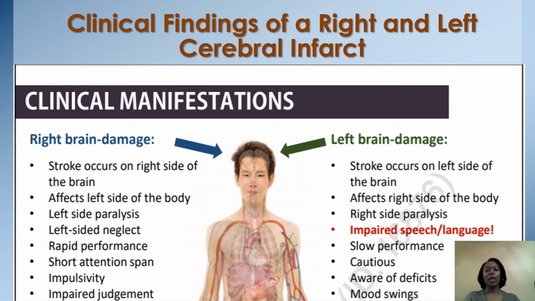So let's talk about a patient with left brain damage. Some things are similar, such as they will have the weakness on the opposite side. So they will have weakness on the right side of the body, as well as a decrease in sensation. The right side may be paralyzed, but they will have a speech impairment or language impairment, which could be aphasia. There's two types, expressive and receptive. Or they could have dysphagia.